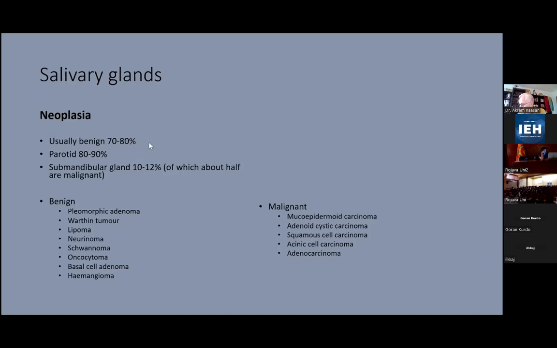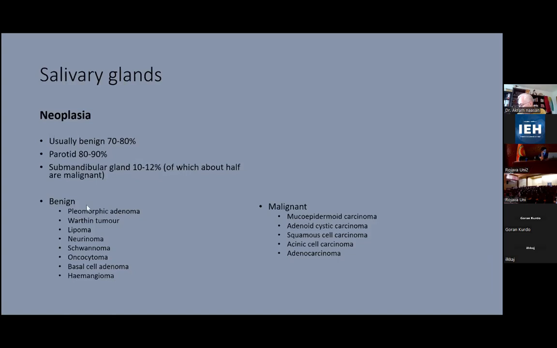10 to 12% are located in the submandibular gland, but it's important to know that half of the tumors in the submandibular gland are malignant. This is a list of the benign tumors in the salivary gland. This is the malignant tumors.